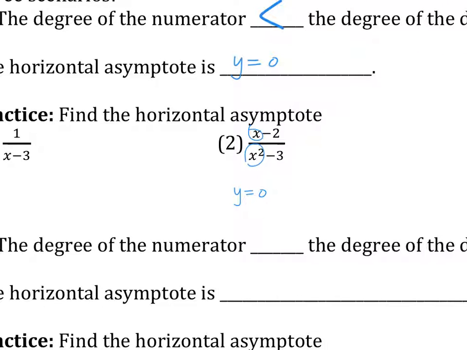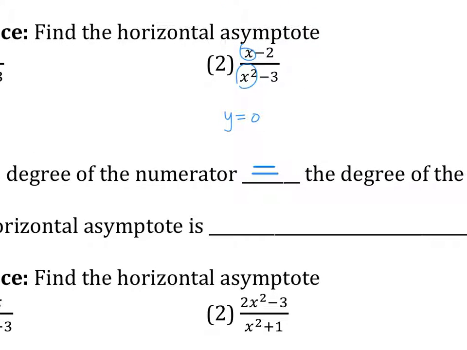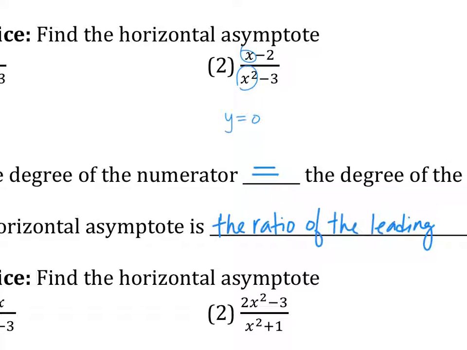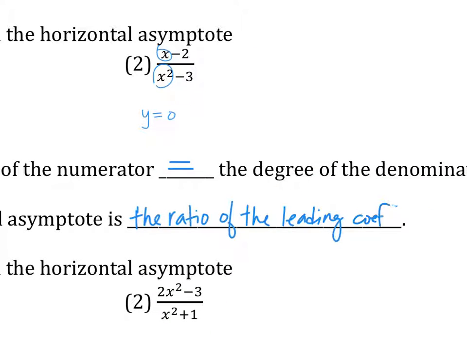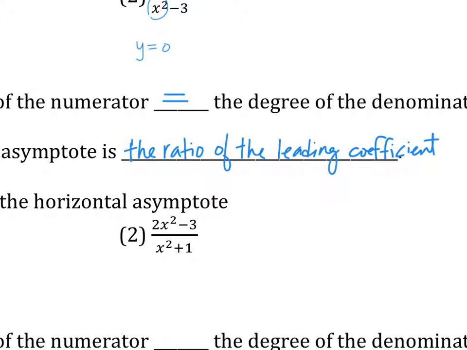Second case, when the degree in the numerator is equal to the degree of the denominator, what is the horizontal asymptote? The ratio of what? Of what coefficient? Yes, the leading coefficient. All right. Number 2, where is the horizontal asymptote? 2. Yeah, so the degrees are the same. We look at the ratio of the leading coefficient, which is just 2.